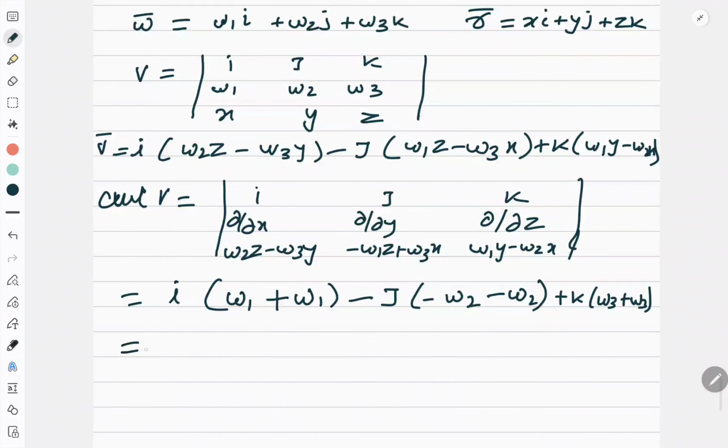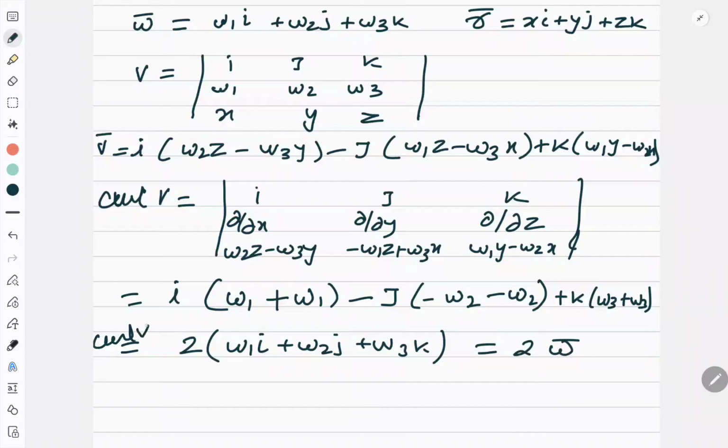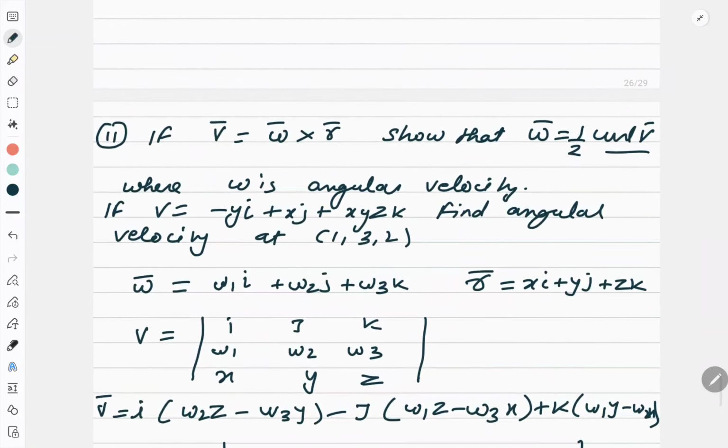So this is basically 2 w1 i plus w2 j plus w3 k. So it is equal to 2 of omega. So curl v is equal to 2 of omega. So omega is equal to 1 by 2 of curl v. So we are done with the result. Right. Now there is a second part of this question where I have defined the value of v. Find the angular velocity. Omega is nothing but angular velocity.